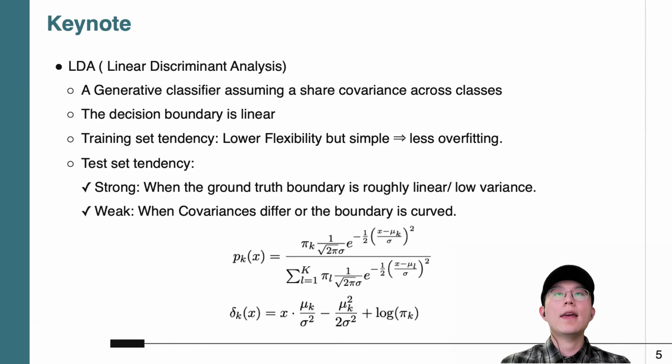On the train set, LDA has fewer parameters and is less flexible, so it typically avoids overfitting. On the test set, LDA is strong when the true boundary is near linear, or when data are limited. This is a classic lower variance advantage. However, it can struggle if the covariances differ or the boundary is curved, because of bias.